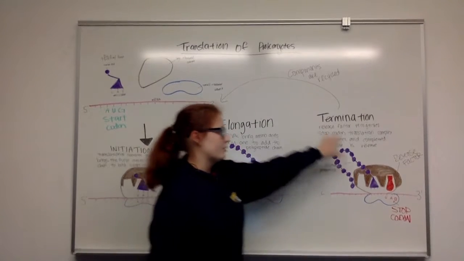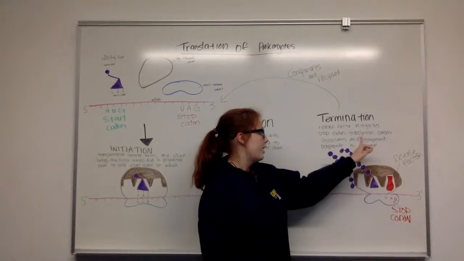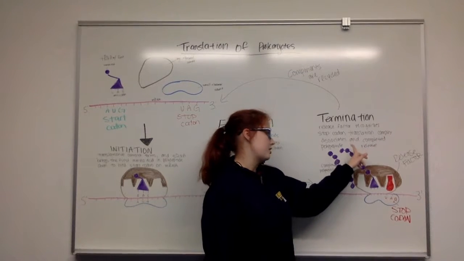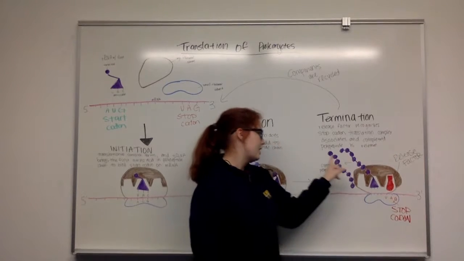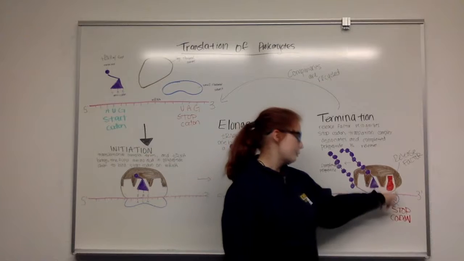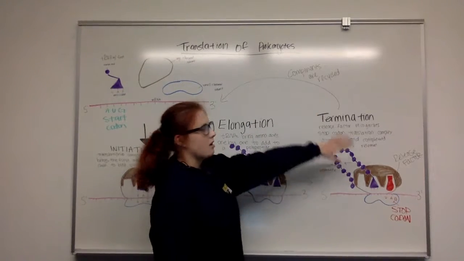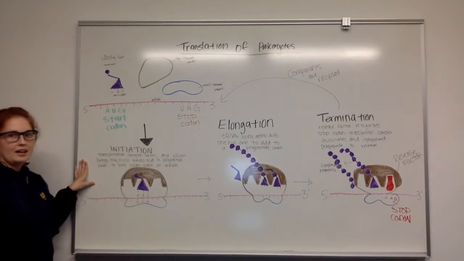So the release factor, which you can see right here, recognizes the stop codon, which is right here, and then the translation complex dissociates, and the completed polypeptide is released. And here's your completed polypeptide, and then this one's almost completed, and then the release factor. And then once all that's done, the components are recycled and ready to start again in initiation.